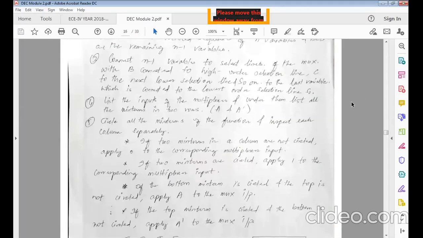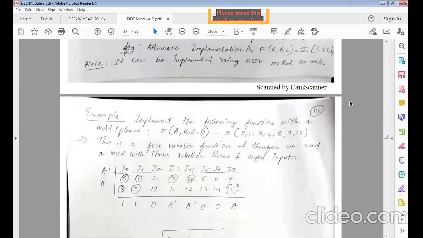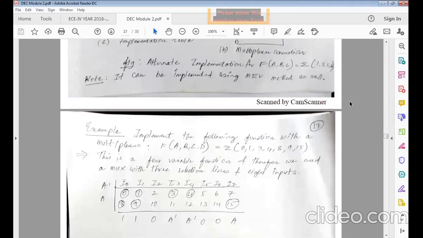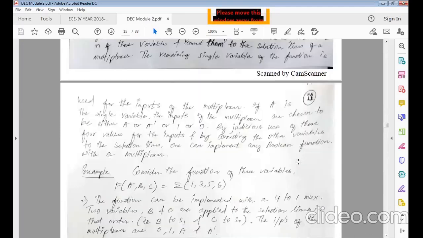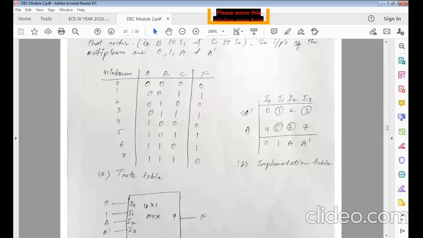Fine. So here we will take this example only. Implement the following function with ABCD and summation 0, 1, 3, 4, 8, 9, 15. So what I will do here is as our previous example. What had happened in our previous example, I taken A as my input, right? So A was taken as my input. And I go with 0, 1, 2, 3, 4, 5, 6, 7. How am I getting this? As I told you previously, this is just like A.